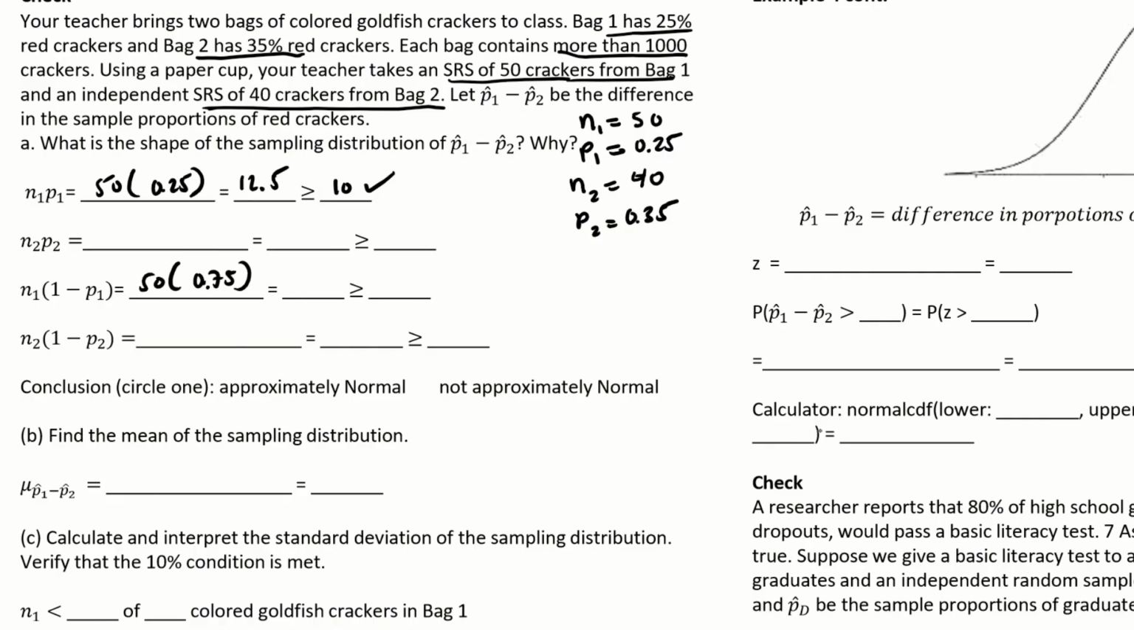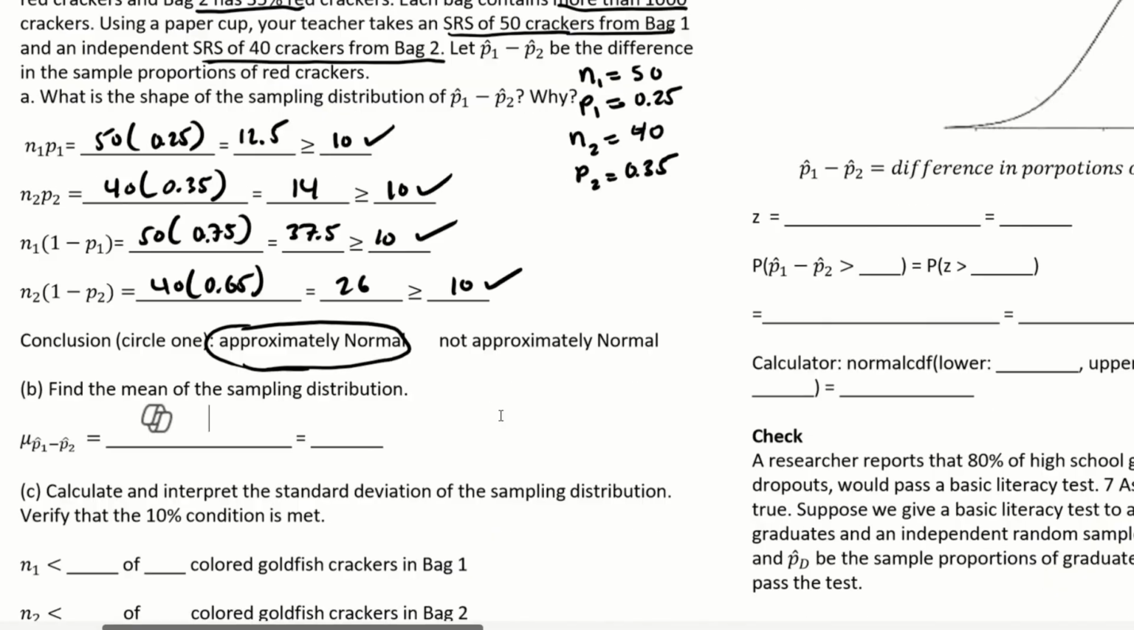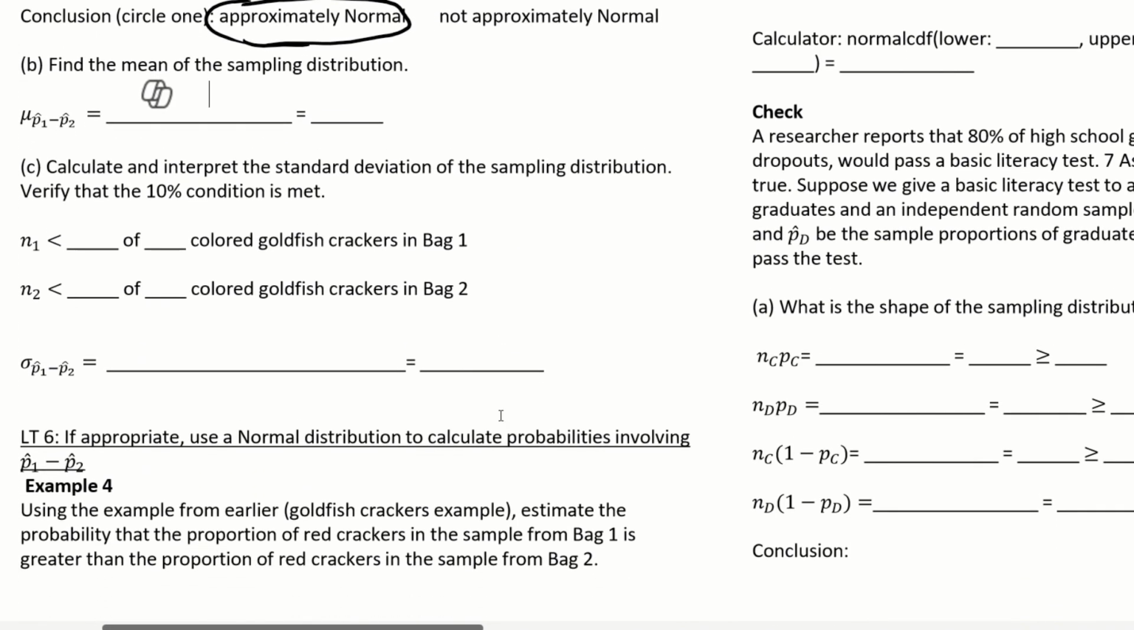All right, so now for sample 2, we had 40 of them with a proportion of 0.35, which is going to be 14, which is greater than 10. Good. 40 times 1 minus 0.35, which is 0.65, is 26, which is greater than 10. All right, so therefore, it's approximately normal. Okay, so we're good with that. It passes the large counts condition. Now we're going to find the mean.